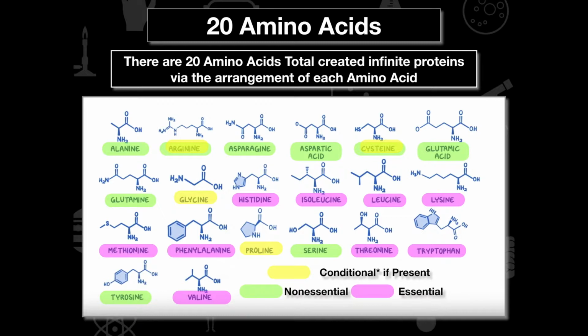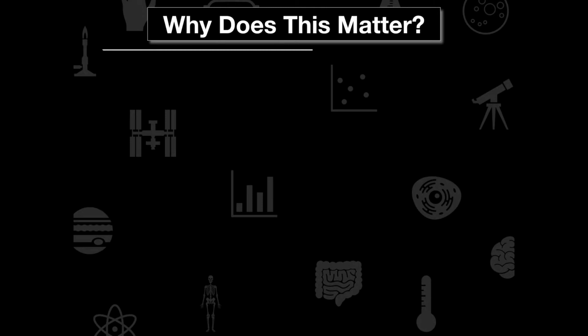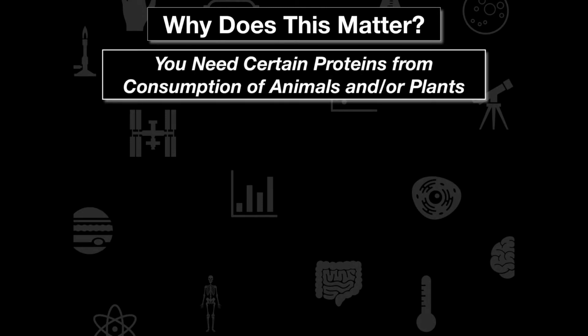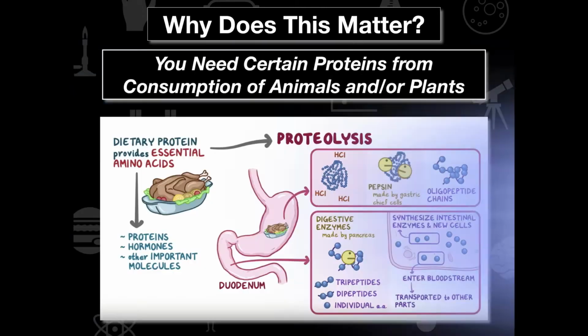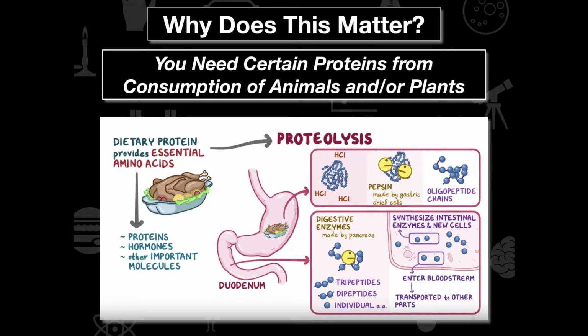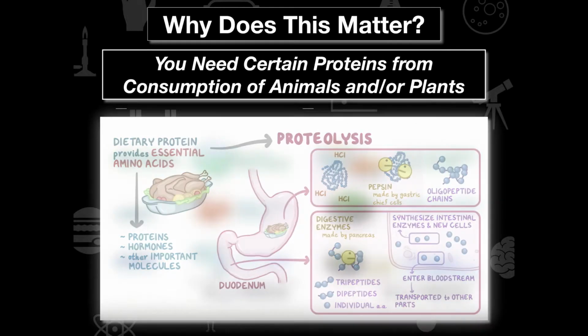And really it depends on the environment and depends on what diet we have and what specific animal or mammal we're discussing. So why does all of this matter? Well, you need certain proteins from either animals or plants. So again, we're digesting these proteins. There are enzymes that will break up these polypeptide chains, and then we're going to rearrange them into what we consider our body.